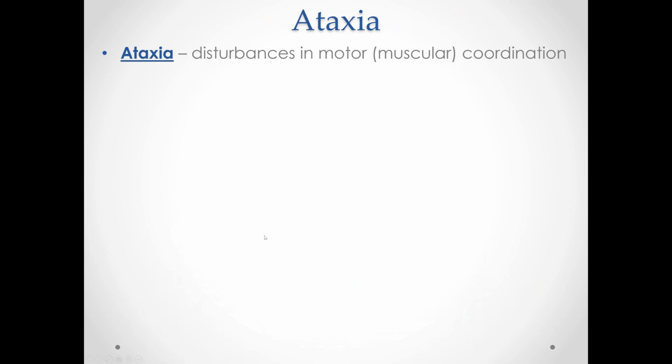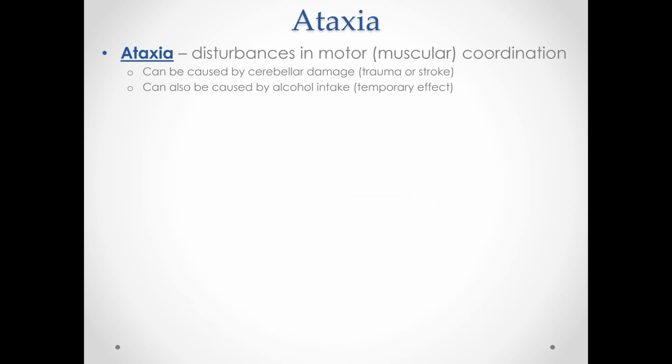So ataxia is a term that's used to describe any disturbance in motor, aka muscular coordination. So it's quite a broad term, so any problem with movement is called ataxia, but one of the most common types of ataxia is caused by cerebellar damage, and this could be either through trauma like a head injury or a stroke. There are also some forms of genetic ataxia that you can be born with.